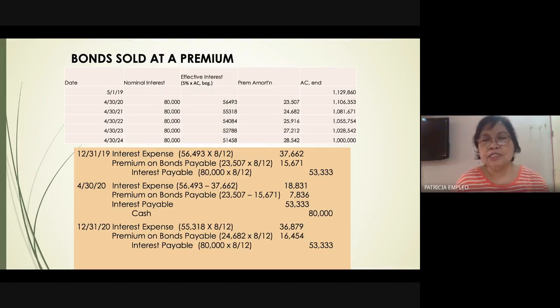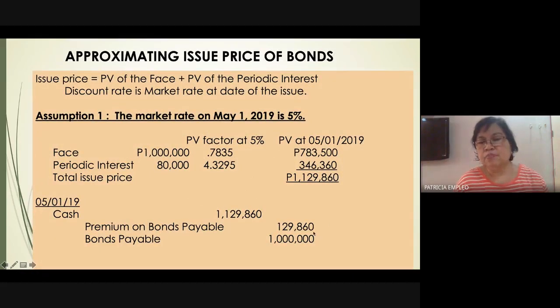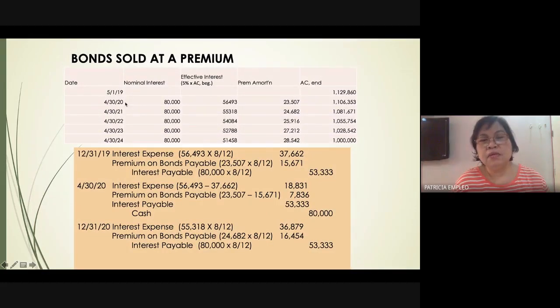We are presuming in this case that the reporting period of the entity is the calendar year, such that adjusting entries will have to be prepared on December 31, 2019. Please take note again that your initial entry credits premium on bonds payable for 129,860. Okay, so before the first interest payment, there is an intervening date, which is the end of the reporting period. So that is December 31, 2019. Therefore, we will split 56,493 because 56,493 is the interest expense from May 1, 2019 to April 30, 2020. But we will update on December 31, 2019.